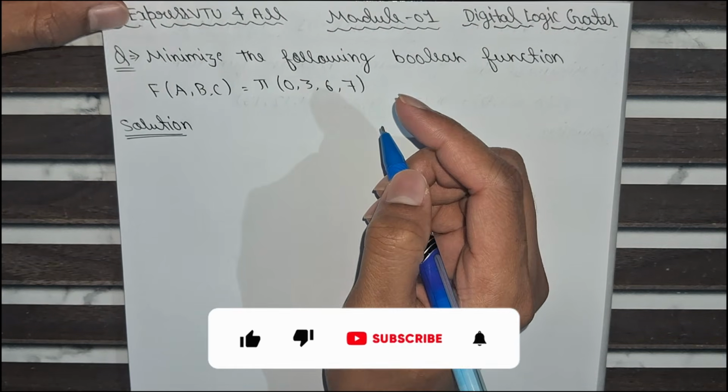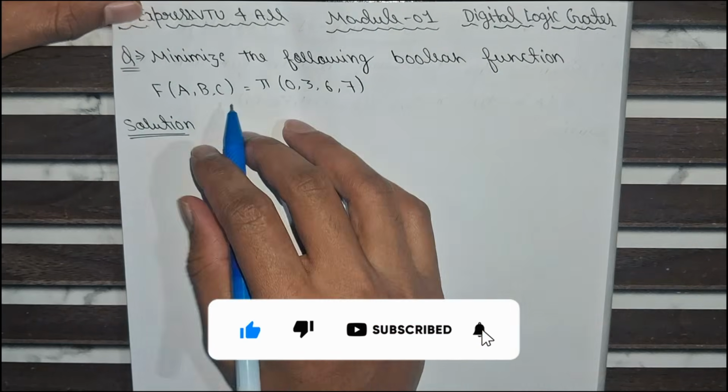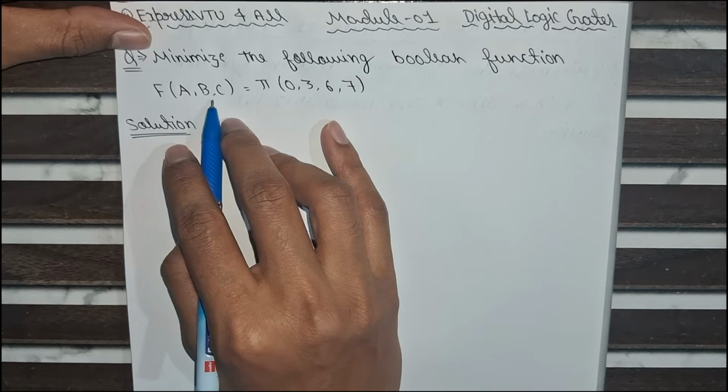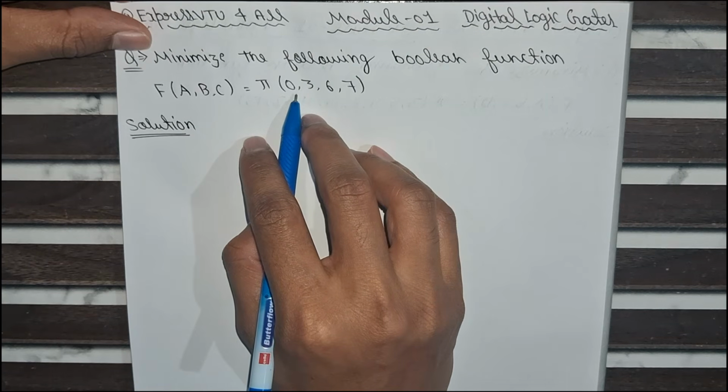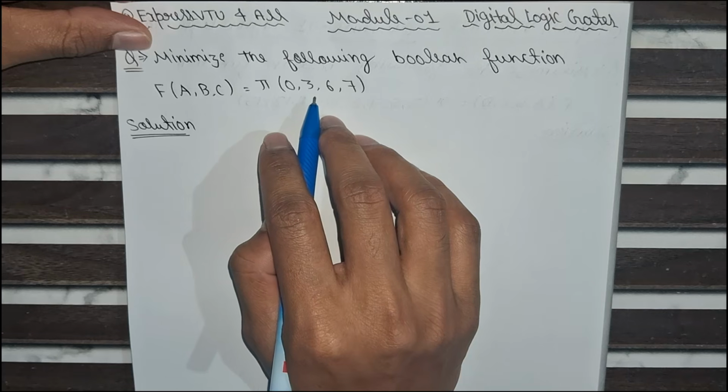In this video, we have to solve a very important question from Module 1 Digital Logic Gates. So our question is, minimize the following Boolean function given here. F of a, b, c is equal to product of maxterms 0, 3, 6 and 7. For these maxterms, it is given.